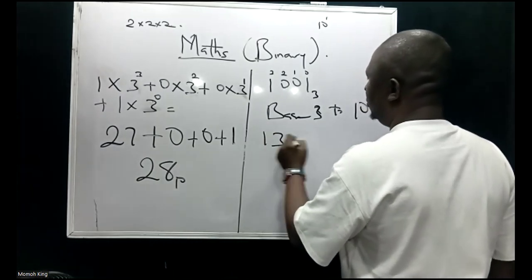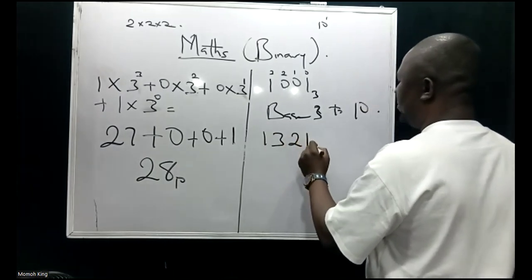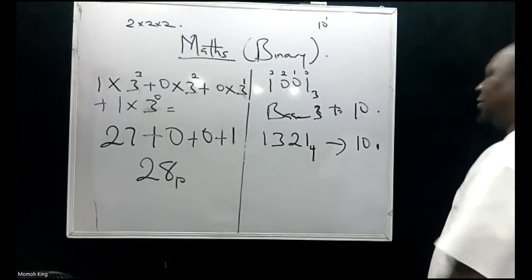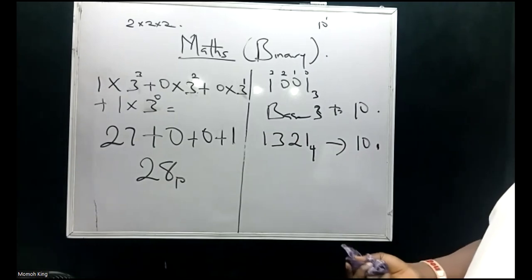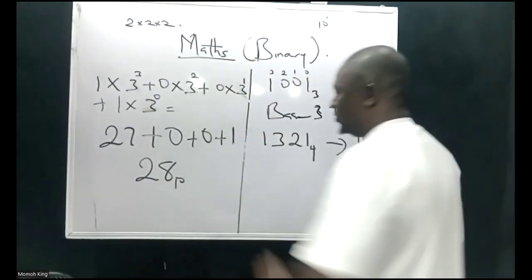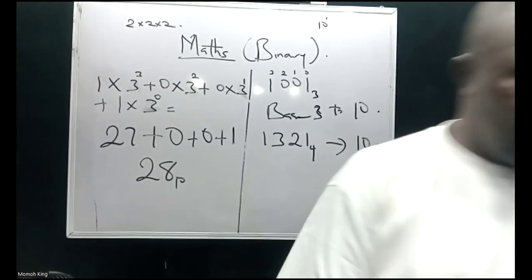Now, quickly, do 1, 3, 2, 1, base 4 to base 10. Do that in the next 40 seconds. 1, 3, 2, 1, base 4 to base 10. I want your answer in the chat box now. Okay, I won't finish this. I give you 30 seconds.